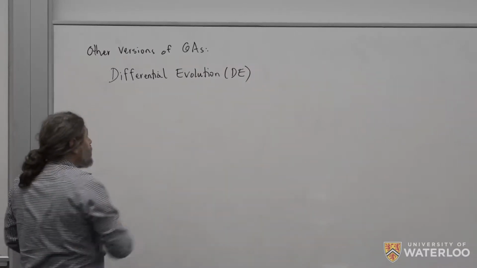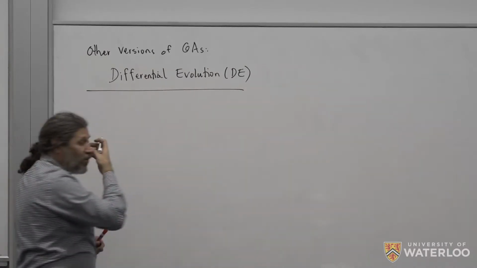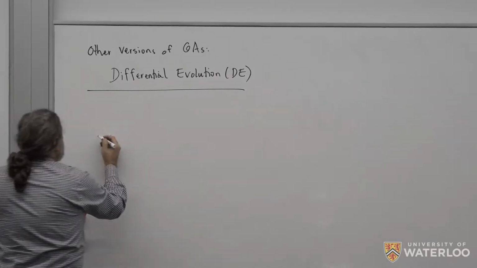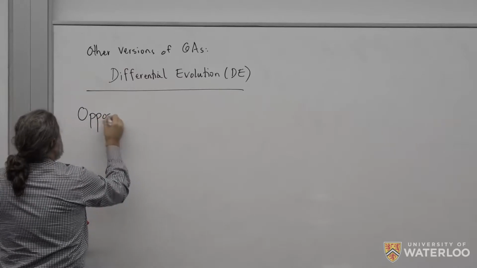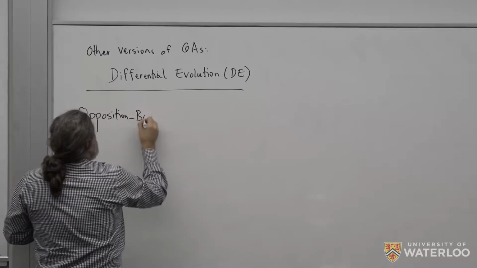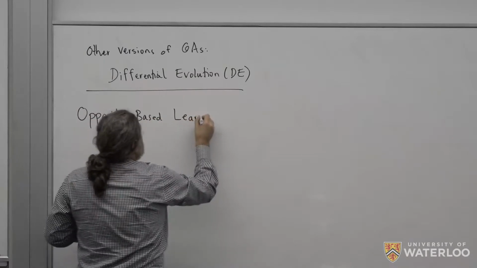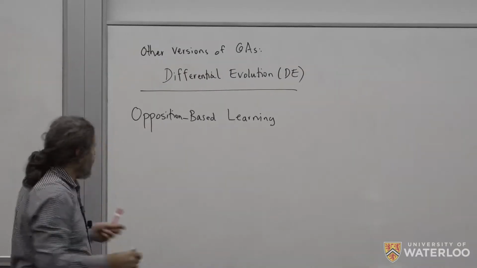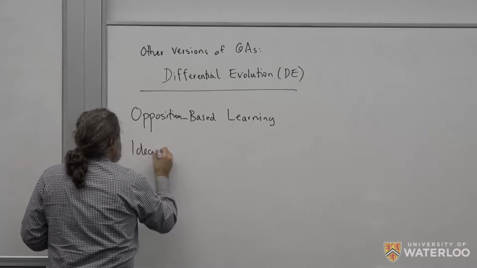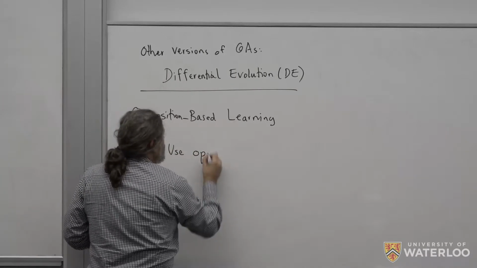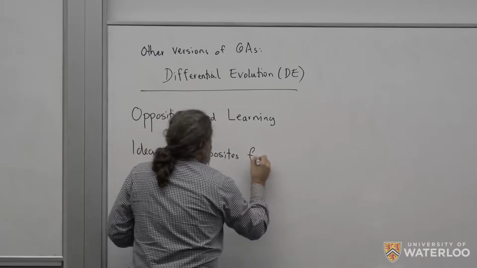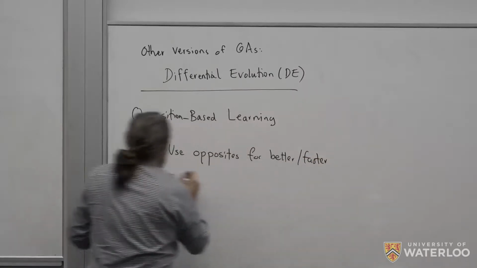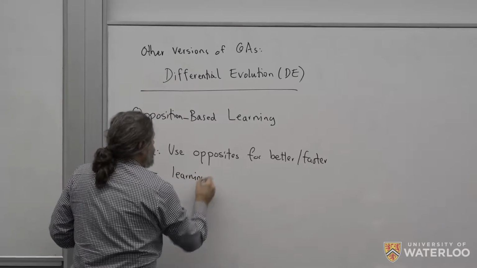But looking at this, I want to talk about another idea which is very closely related to this, and hopefully we can, within 1 hour, get some insight into that. So I want to talk a little bit about opposition-based learning, because that can be applied basically on any type of AI technique. So the idea is use opposites for better or faster learning/optimization.